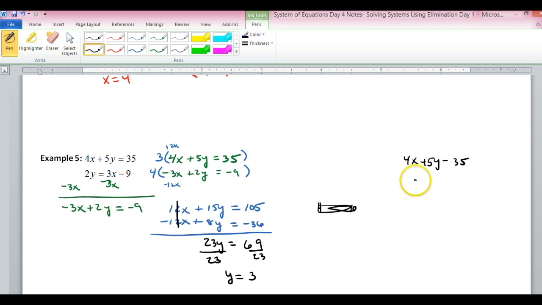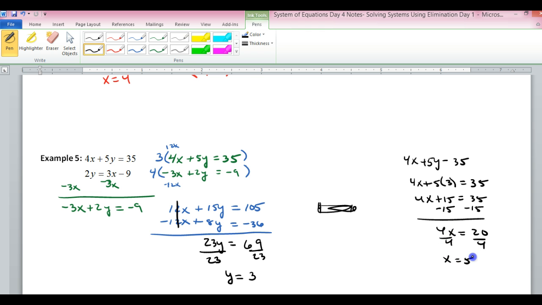I'm going to go ahead and substitute 3 in for y. So 4x plus 5 times 3 equals 35. 4x plus 15 equals 35. I will subtract 15. 4x equals 20. And when I divide by 4, x is equal to 5. So my ordered pair solution for this system is going to be 5, 3.